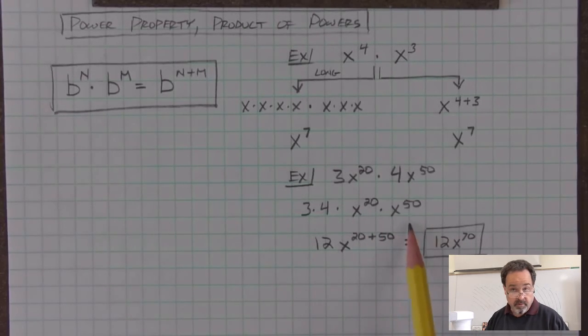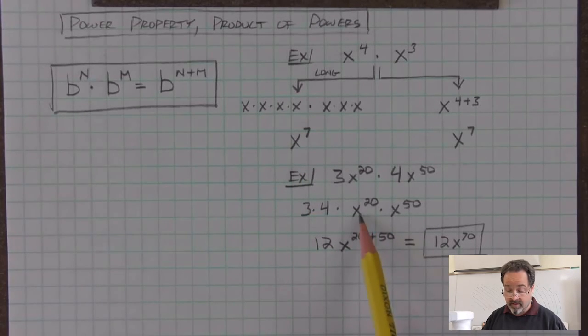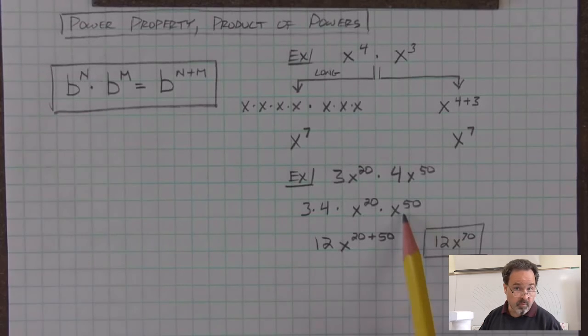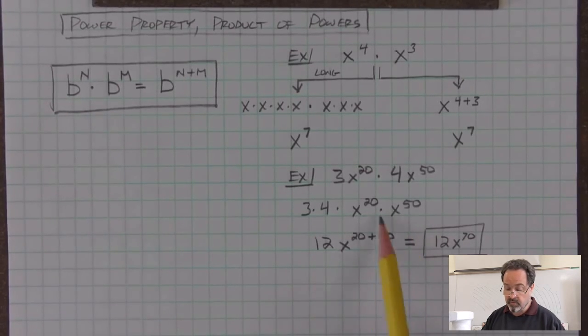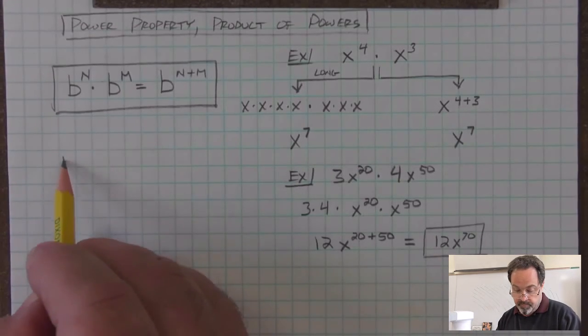Imagine doing this part of this problem, thinking of it as an expansion. We'd have to write x 20 times and then multiply, writing x 50 more times. So using this property was very fast. One more example.